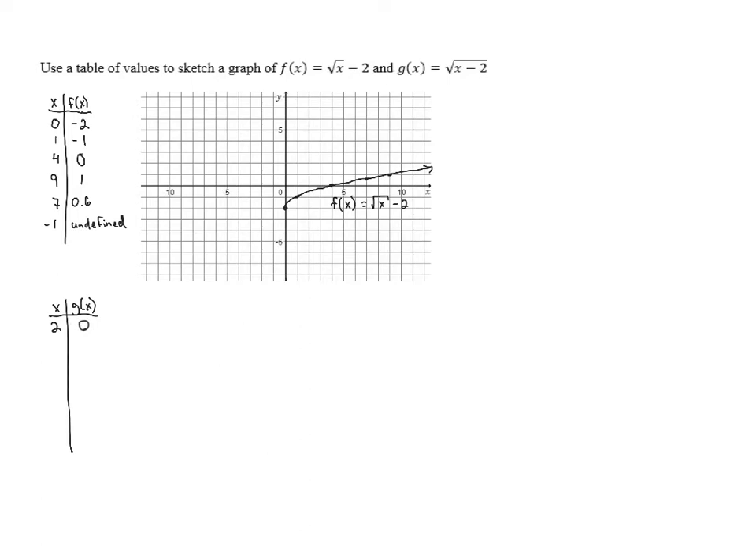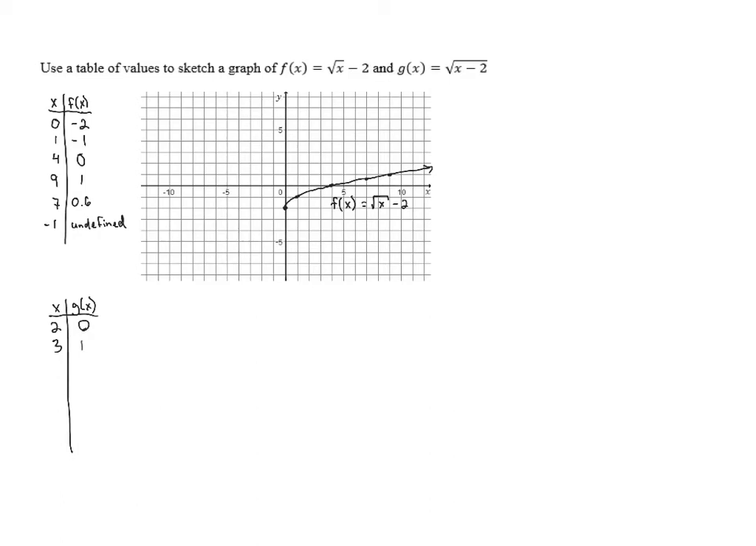Now the next perfect square is 1. If we wanted to make this inside 1, then x would have to be 3, because 3 minus 2 gives us 1. So that gives us an x value of 3. But then if we evaluate this, 3 minus 2 is 1, and the square root of 1 is 1. So that gives us a y value of 1.